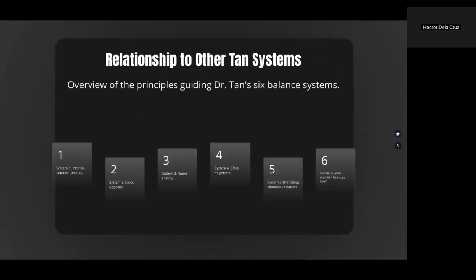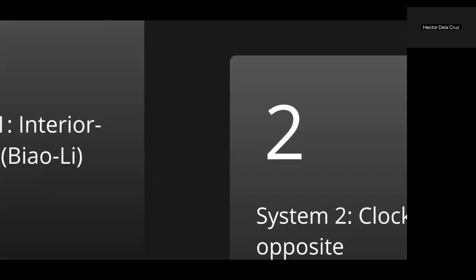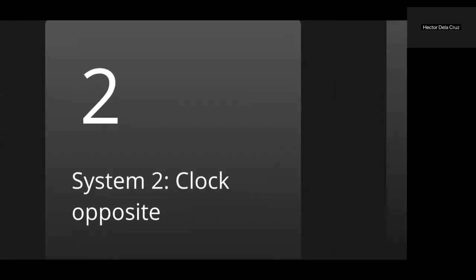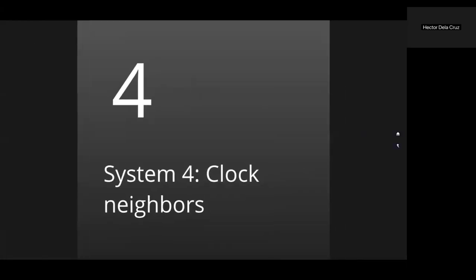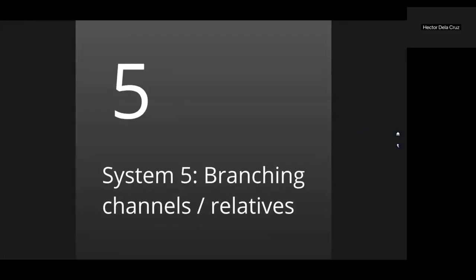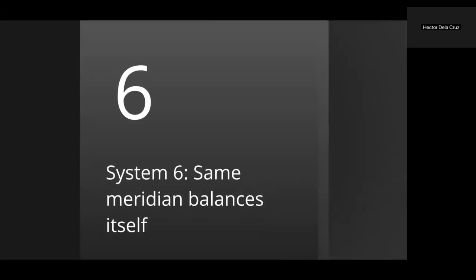Relationship to other Tan systems. Overview of the principles guiding Dr. Tan's 6 balance systems. System 1, interior-exterior, Piao Li. System 2, clock opposite. System 3, name sharing. System 4, clock neighbors. System 5, branching channels, relatives. System 6, same meridian balances itself.